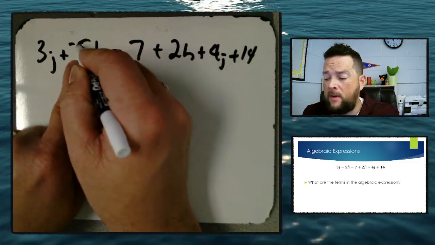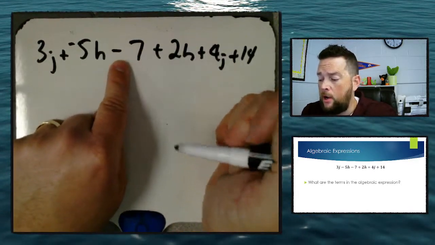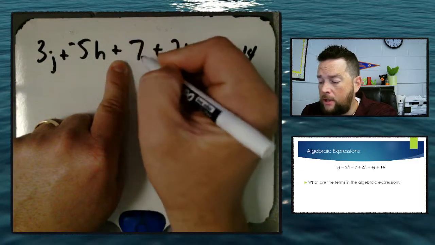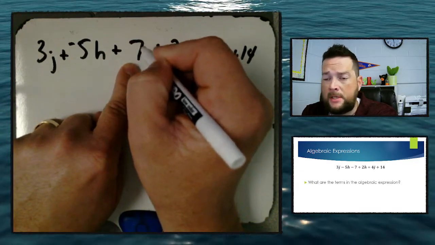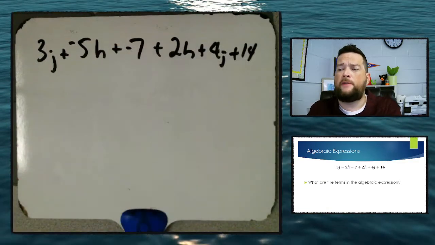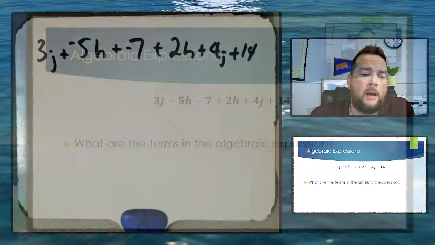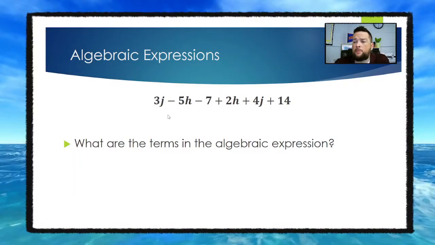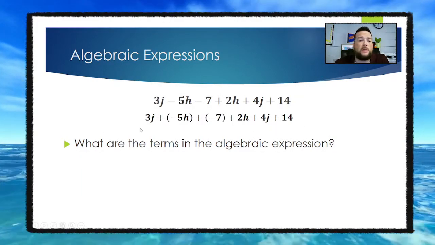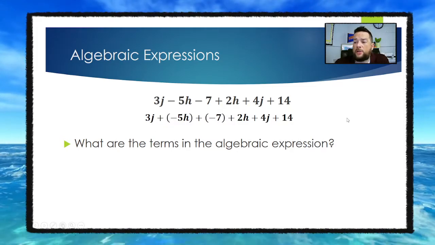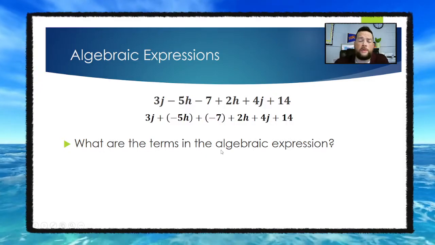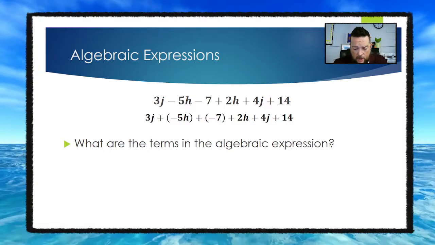So the opposite of 5h was negative 5h. And here's one more subtraction right here. I'm going to apply keep, change, and then that next number has to be its opposite. The opposite of positive 7 is a negative 7. All right, so that's the first thing that you want to do to your expressions in order to be able to work with it: turn everything to an addition problem by applying keep, change, opposite. And then you can accurately write out what the terms are in the algebraic expression, all right?